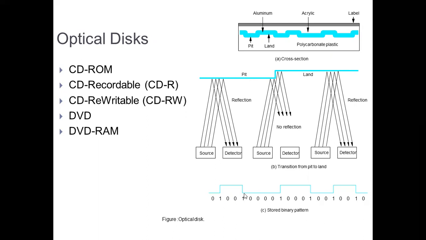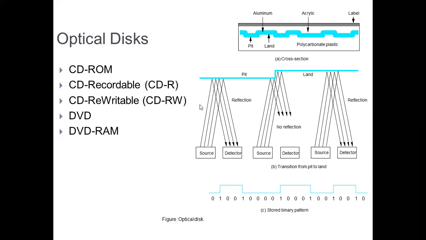Here some change has been done, so it will be called 1. No change. Again a change is done, 1. No change. Again a change, which means no information has been detected over here. Whenever no reflection has been received, it will be considered as 1. So again 0, no reflection received, the detector will consider it as 1, and so on. So the stored binary pattern can be saved and encoded with this help.